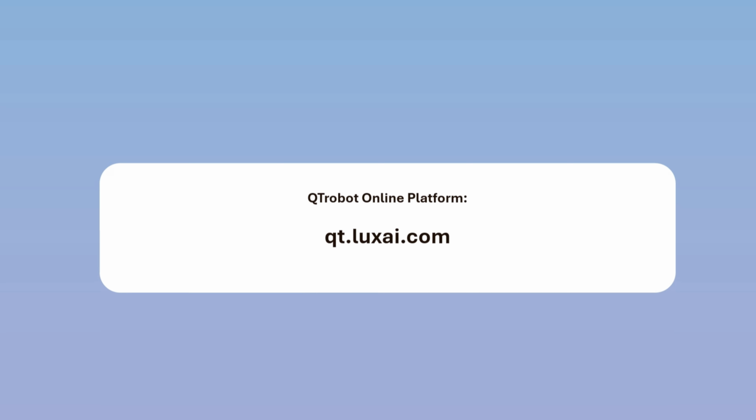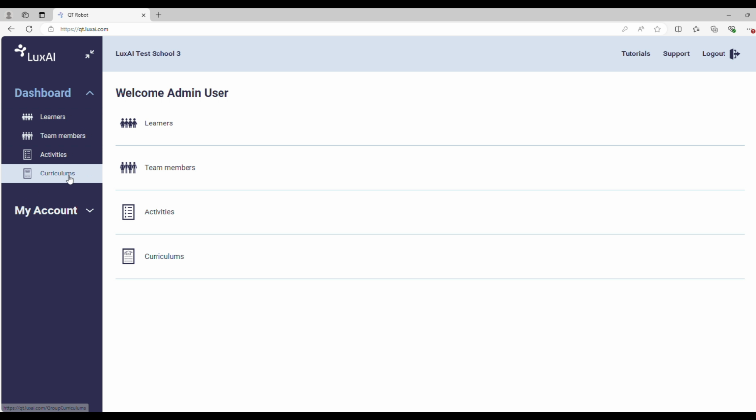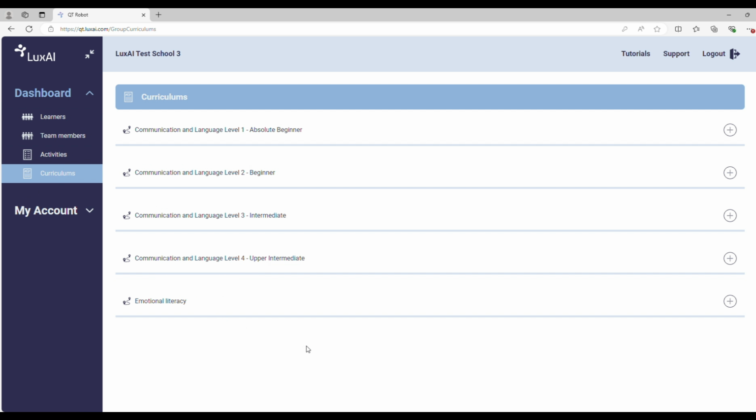To use these leveled curricula, first, go to the QTrobot online platform at qt.luxai.com. In the main navigation tab, you'll see a button labeled Curriculum. By clicking this button, you can access all the available curricula for QTrobot. Here, you'll find various curriculum levels for speech and communication, as well as a curriculum focused on emotional skills. These are two of the most commonly used skill areas on QTrobot, and our customers have seen tremendous success in using the robot to support development in these areas.